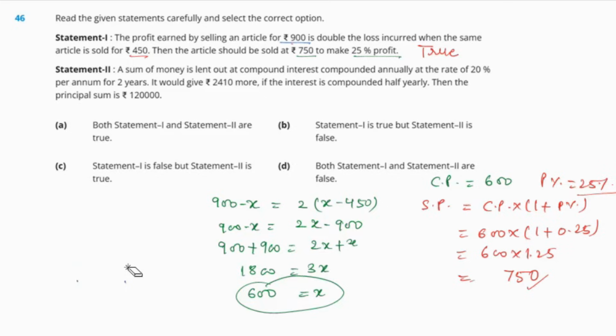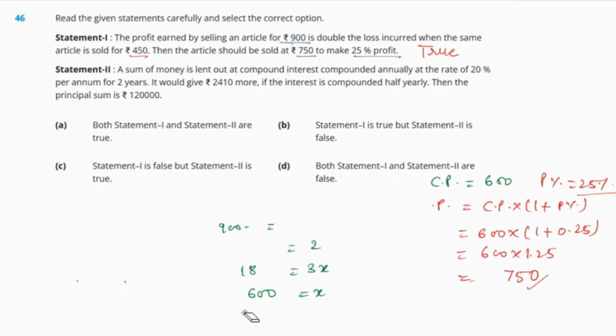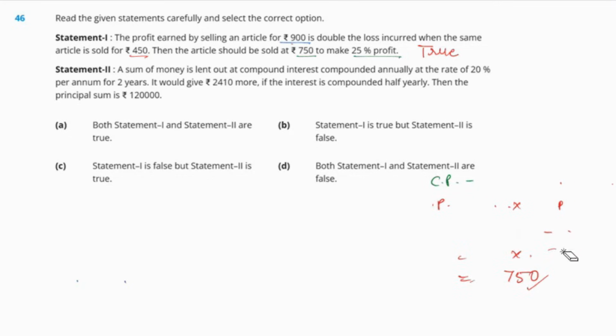The next statement is saying a sum of money is lent out at compound interest, compounded annually at the rate of 20% per annum for 2 years. It would give rupees 2,410 more if the interest is compounded half yearly. Okay, so if the interest is compounded annually, the rate is 20%, which is already given to us, and the time is 2 years.